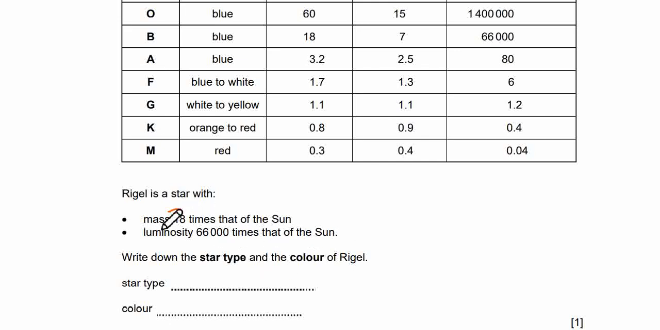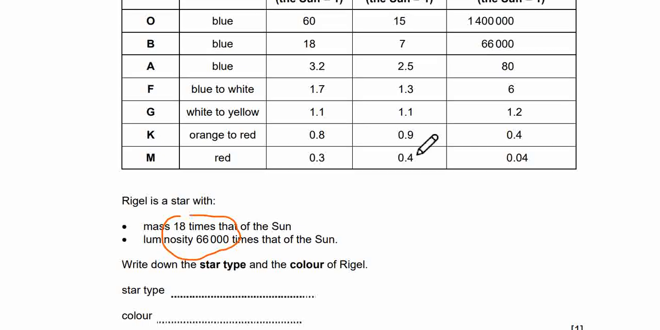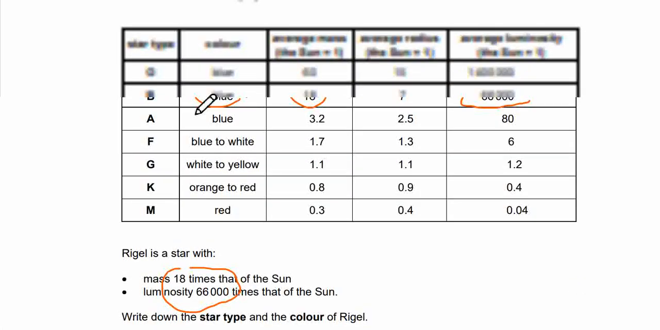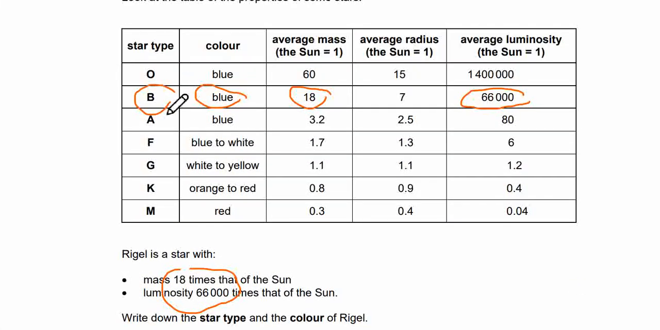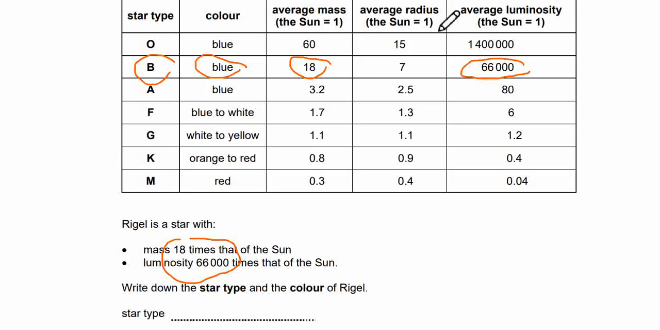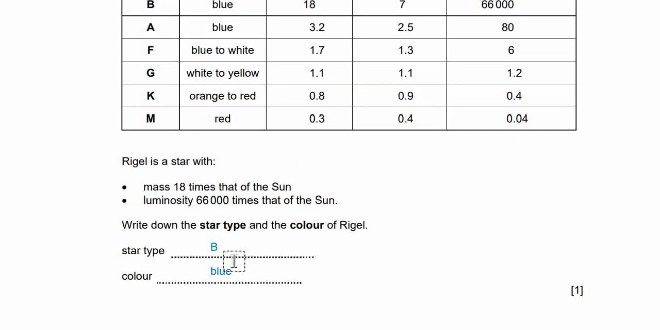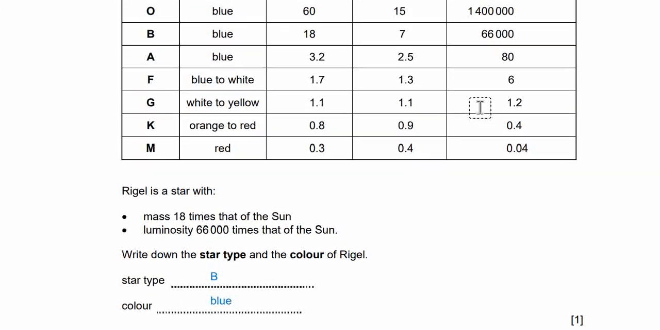So we keep this: 18 times the mass and luminosity 66,000. So we see from here 66,000 and the mass is 18 times. So the color must be blue. Star type of B. Let's type down the answer. So this is our answer. Star type B, and color blue.